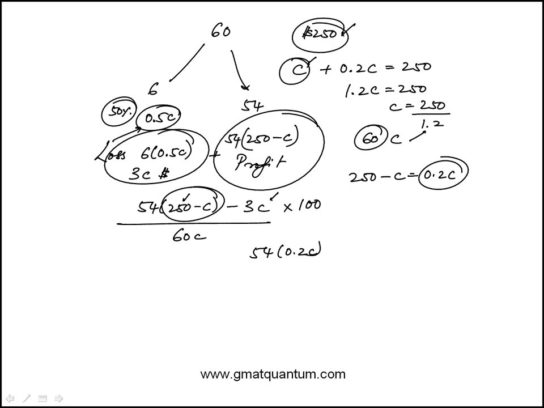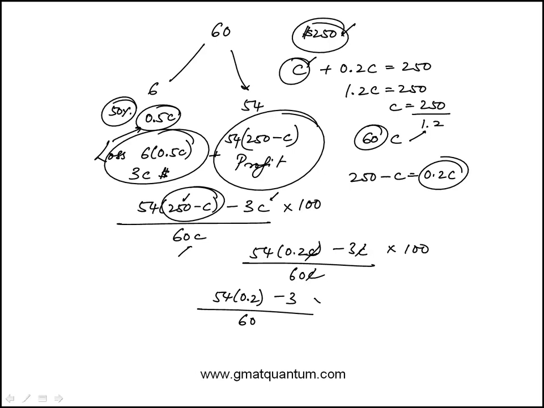The reason I'm doing that is I have a C here and a C here. So I know that they all will cancel. So I can factor a C, and that would just drop out. Or you can just do it this way. So I have 54 times 0.2 minus 3 over 60 times 100. And 54 times 2 is 108, and move a decimal, 10.8 minus 3 over 60 times 100.